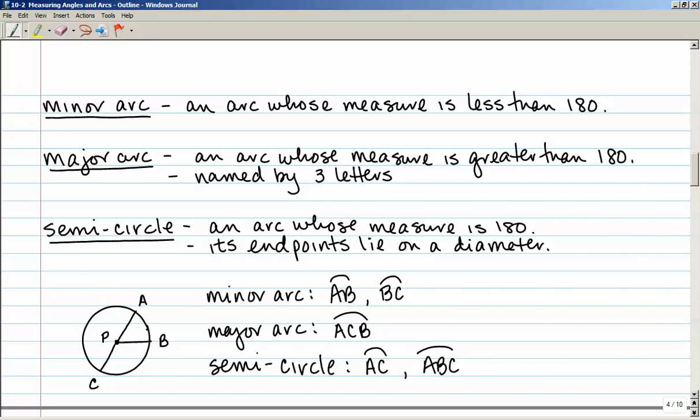So, looking at this diagram here, AB would be a minor arc because it's less than 180. BC is also a minor arc. Arc ACB is a major arc. And notice that it has to be named with 3 letters. A is one endpoint, B is the other endpoint. But since I want the major arc and I want it to go all the way around here, I have to start at A, move around, grab C, and stop at B. If I just called it AB, then I'm referring to this minor arc. And a semicircle, you can call it AC, and it doesn't really matter which way you go, or ABC. And a semicircle is basically just half a circle.